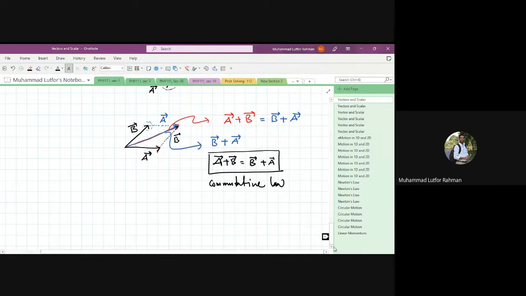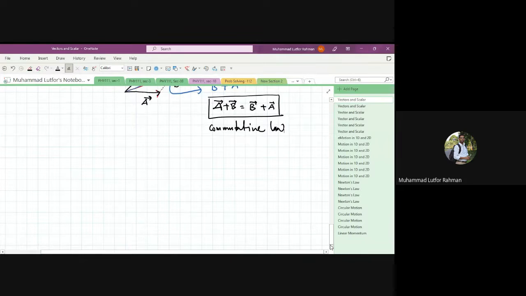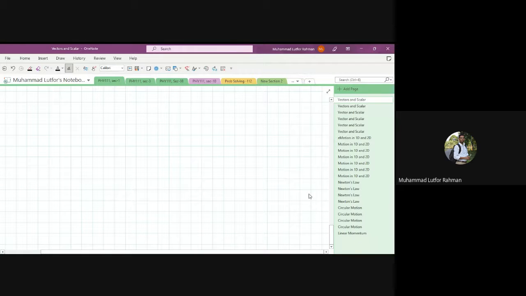Fine. What if I have more than three vectors in different locations? I rearrange them for my convenience. Say this is vector A, this is another vector B, they are head to tail connected, and vector C is that way. I rearrange them in this way so that I can use the vector triangle law.